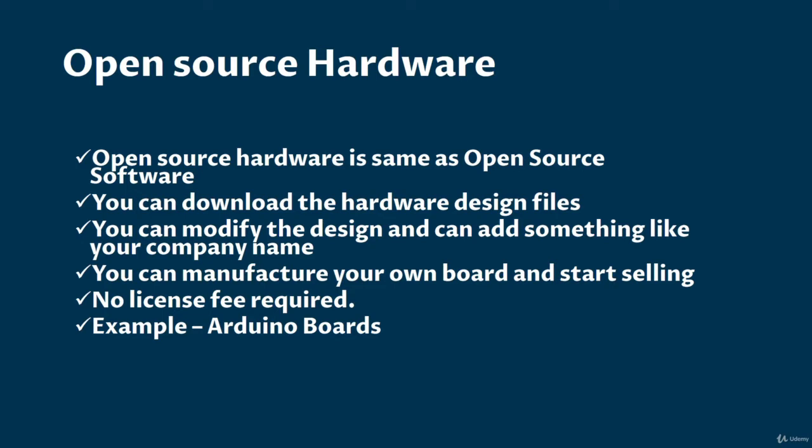For example, Arduino boards are the best example of open source hardware. You can download the Arduino board design files on their website, and then you can manufacture your own boards by modifying the design and adding something like your company name or your name, and then you can start selling them on your website. Arduino will not ask you for any kind of license fee. So that is the beauty of open source hardware.